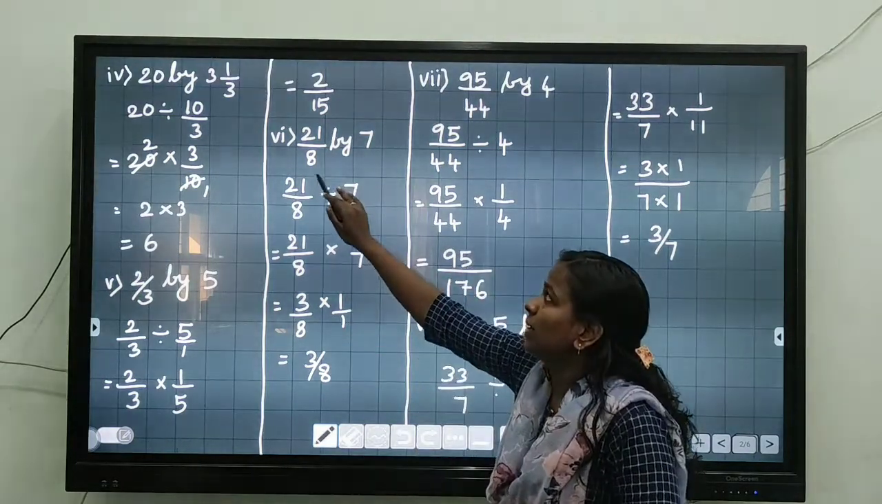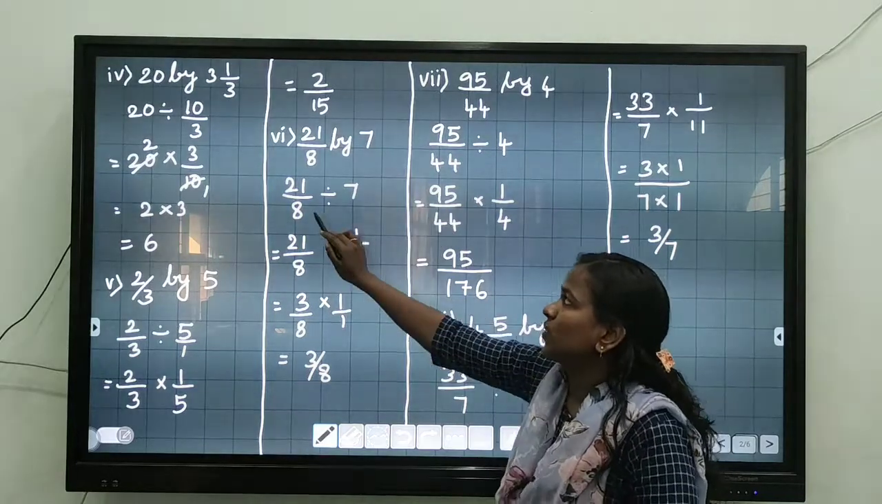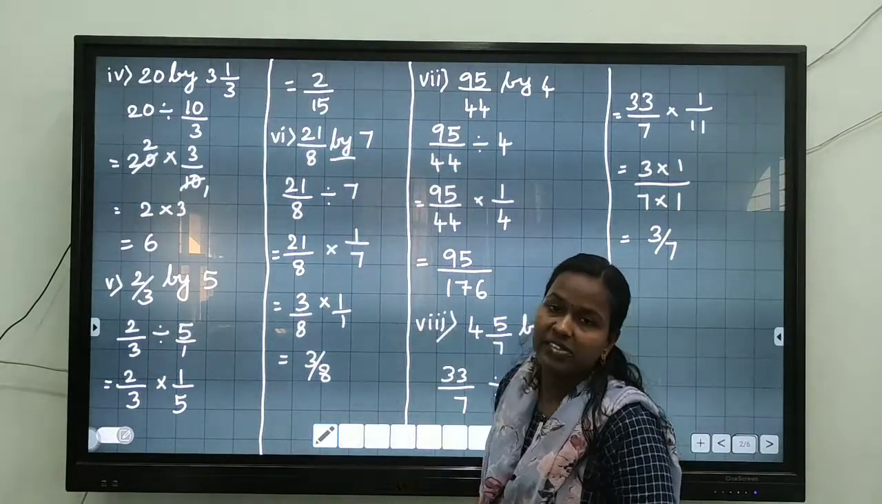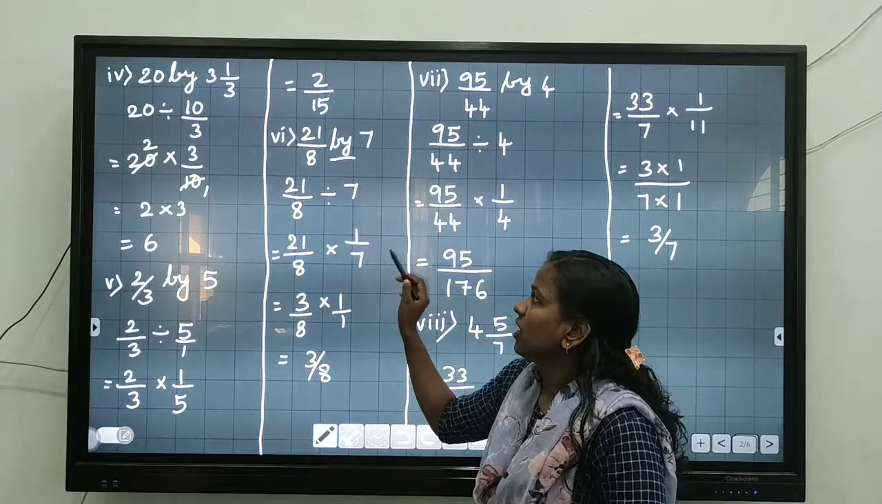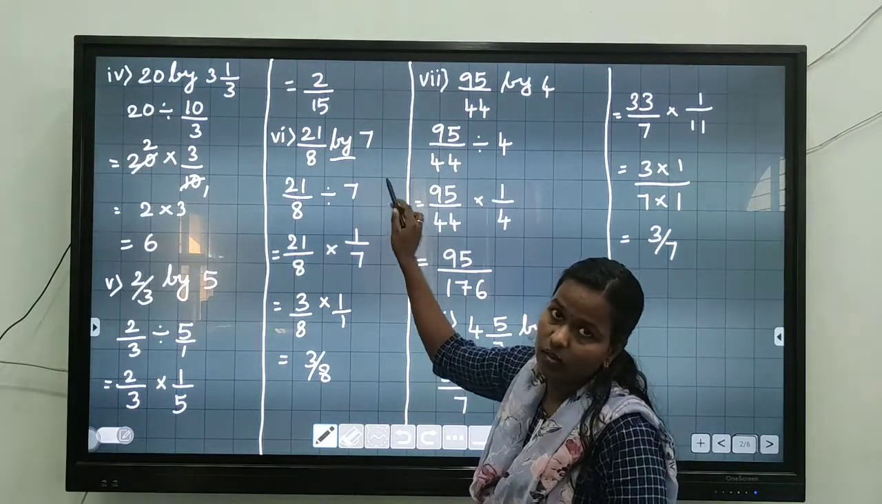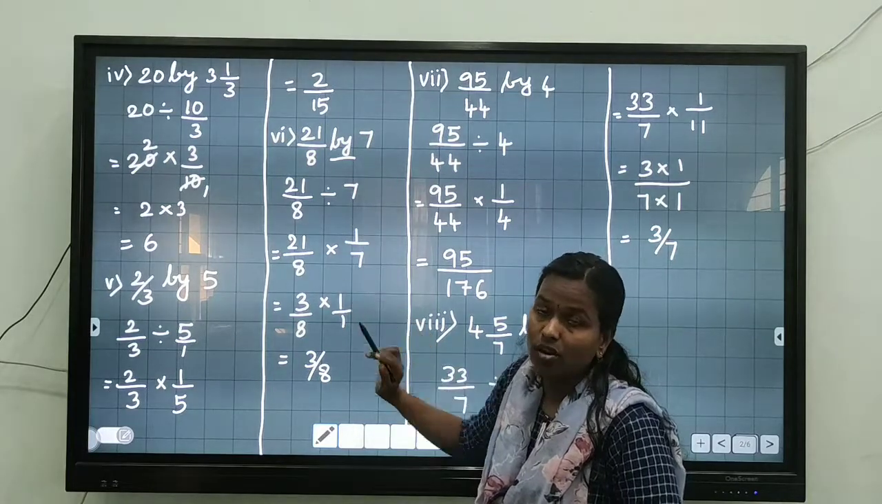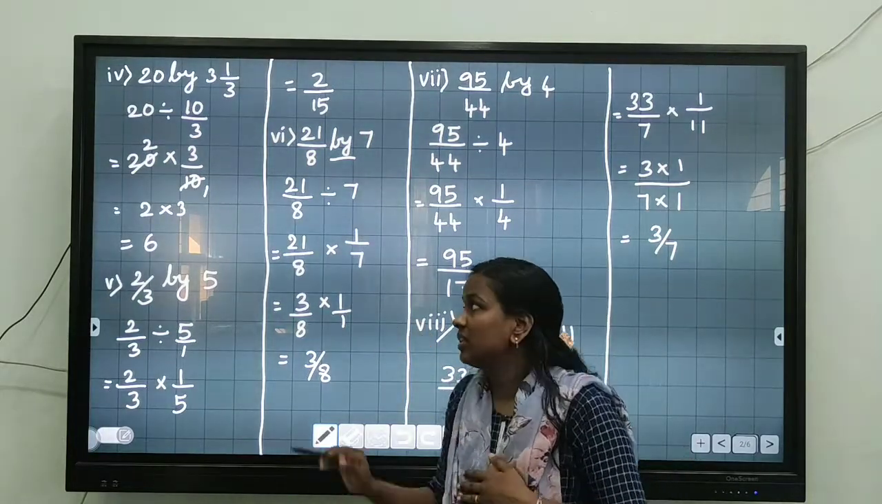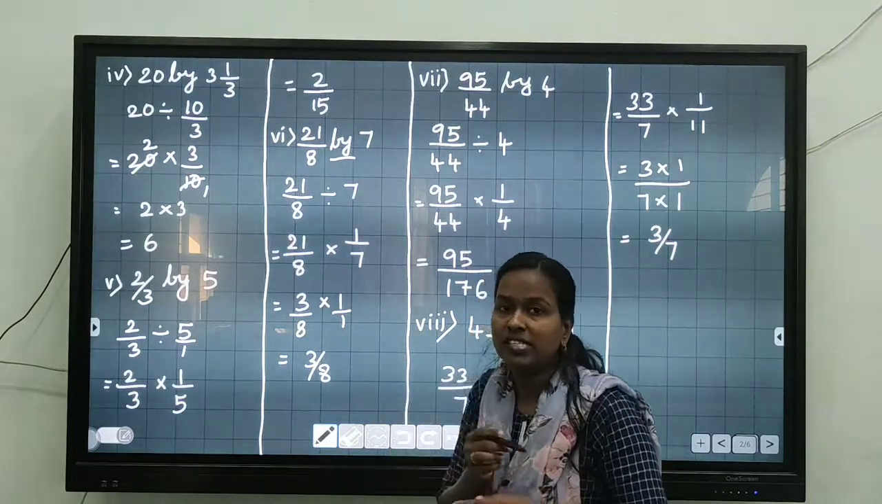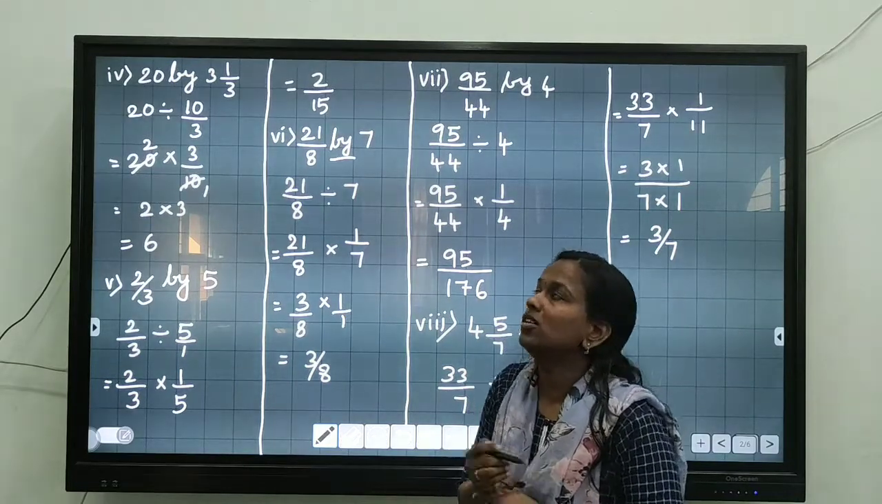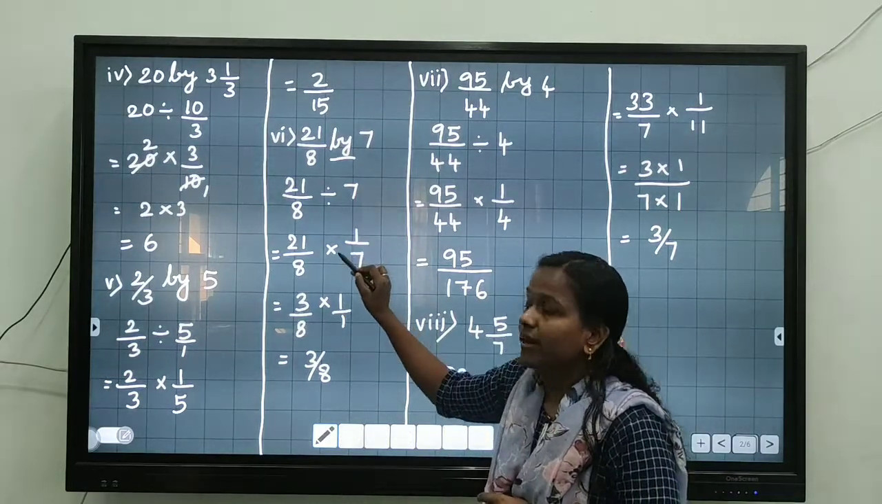Next one, 21 by 8 by 7. So 21, instead of by you have to write division. Next 7, you have to interchange this term. We have to find out the reciprocal of this term. So next step you have to change this division into multiplication. Because in this step also if you are writing division, again you have to take the reciprocal of that term. So be conscious when you are writing the second step.